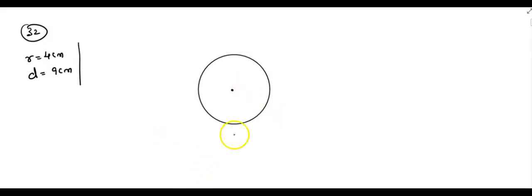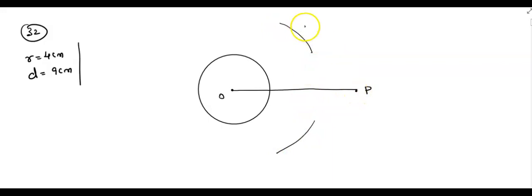Let me say this is my center of the circle. From this center, take a point which is 9 cm away. Let me say this is O. Let me say P is the point, the external point. From O to P is 9 cm. Take more than half of OP and cut an arc. Again from P, cut an arc.